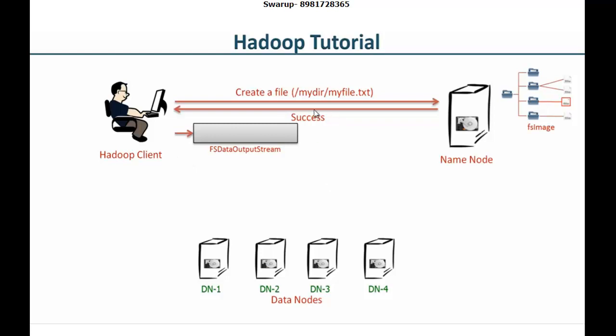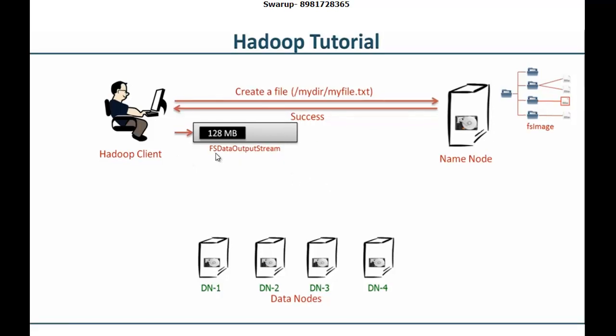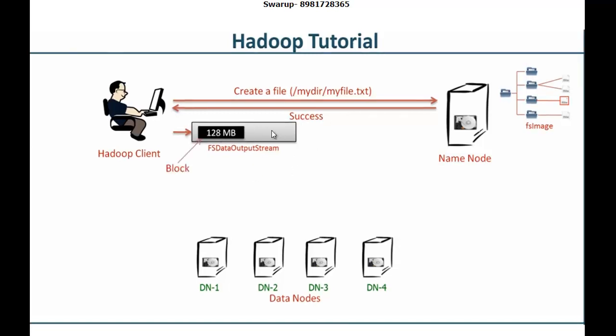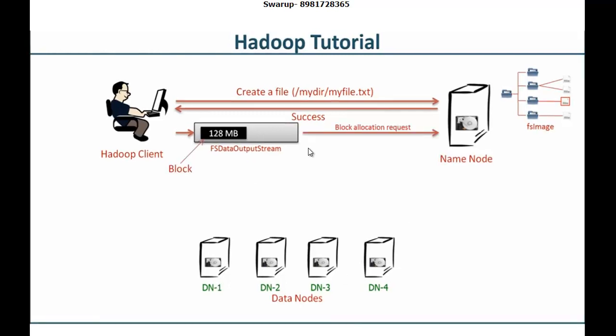On receiving the success message, it will create the output stream, and it will generate the first block of 128 MB. The default block size of 128 MB will be generated. So this particular block will be forwarded to the data node, but in consultation with the name node. The Hadoop client will pass information that I have got one block of 128 MB, and I need to store it within the network that your name node provides.